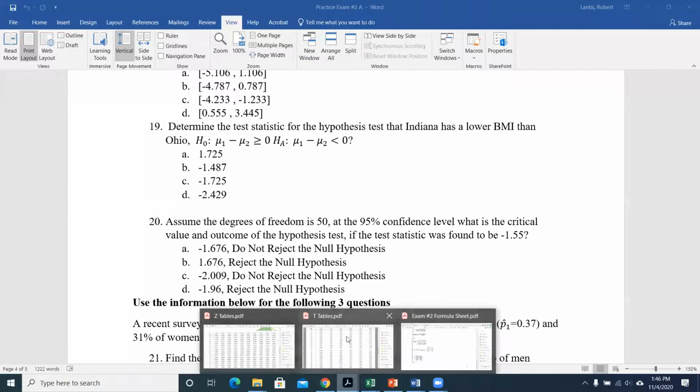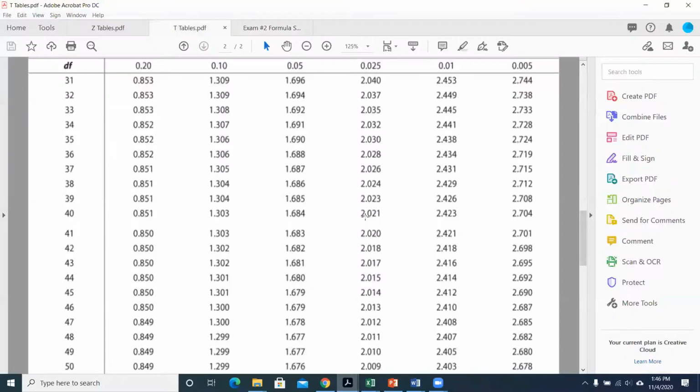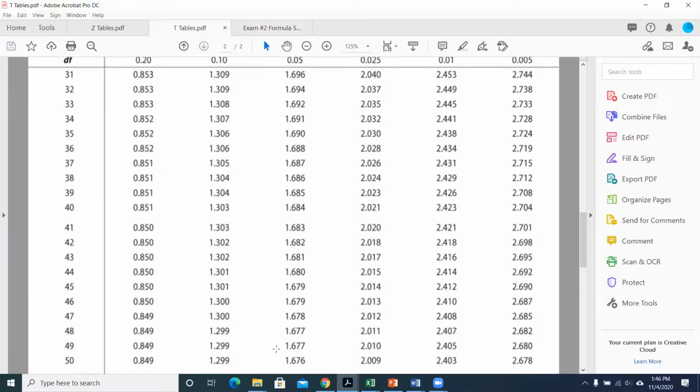If I wanted to find the p-value, this would probably be one I wouldn't ask you on the exam, because at degrees of freedom of 50, I can't find that negative 1.55 here. Now, remember, if I have a left-tailed test, I can still use this student t-distribution. I just have to remember I can think about all these values as negative for a left-tailed test, right? Because it's a symmetric distribution.